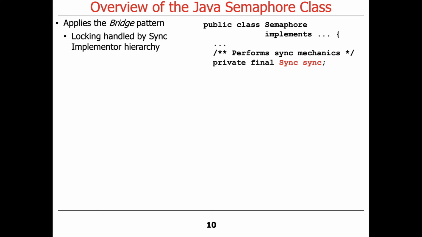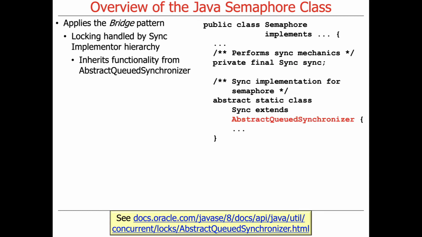The implementation of the actual semaphore logic is done by this sync implementer hierarchy. This comes straight out of the Gang of Four pattern for the bridge. So we have this sync object. We have a field named sync of type Sync with a capital S. And Sync extends a framework that's built into Java called the Abstract Queued Synchronizer framework. We're going to see this show up a lot as well.